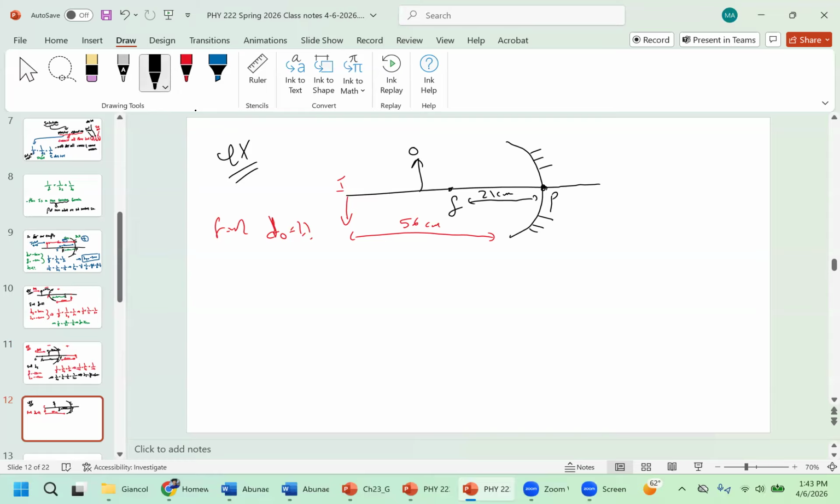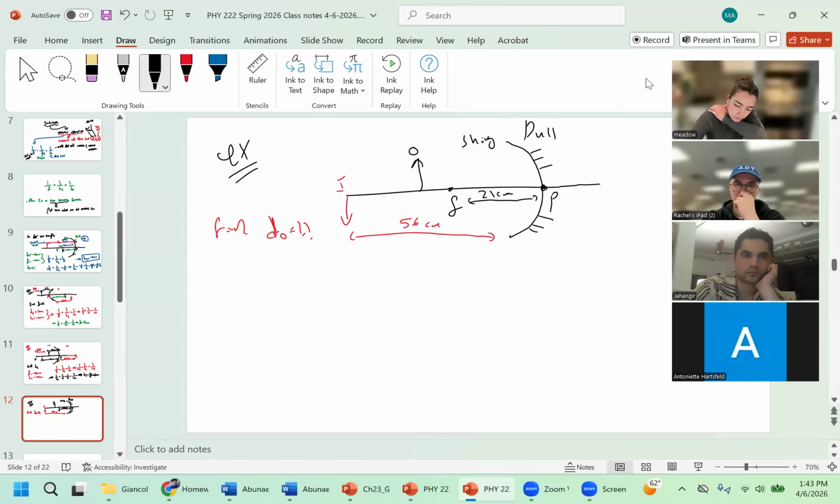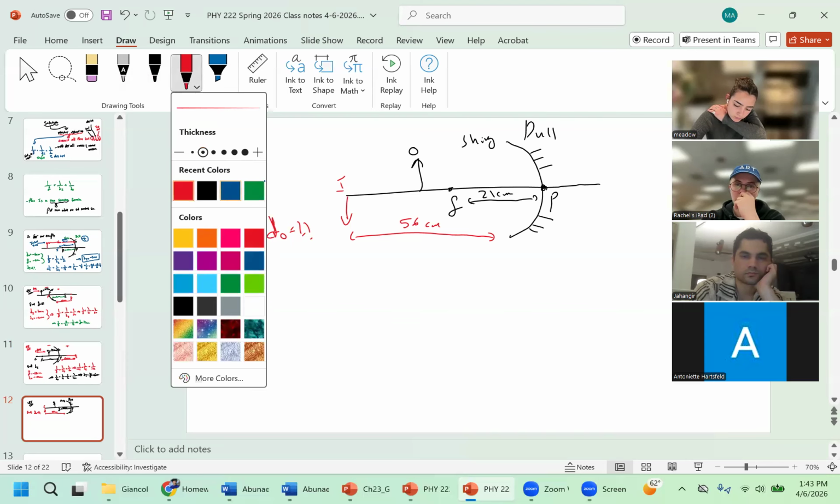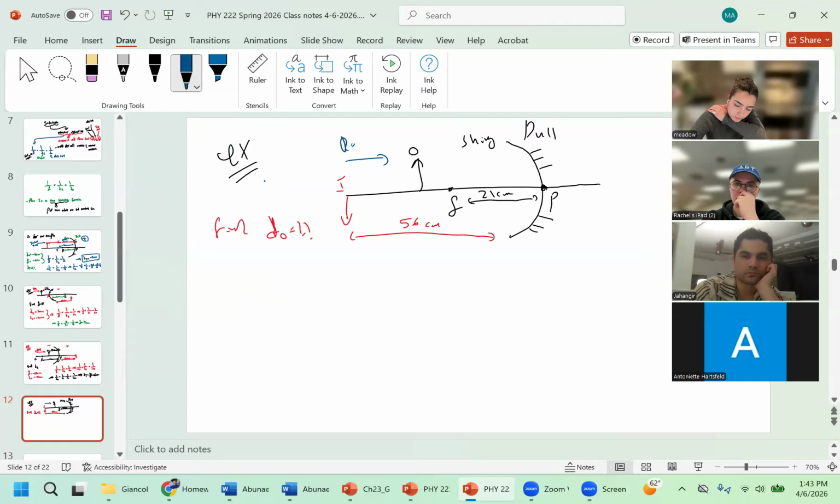So if you write down the information again, this is your dull, this is your shiny. So the first thing you do is you write down where your positives and your negatives are. So basically, here's the object, here's your shiny. That means you're getting a light over here. That's your ray. And it's going to head over here. It's going to go through the P. So that means that's your positive, that's your negative. Are you all with me so far? Okay.